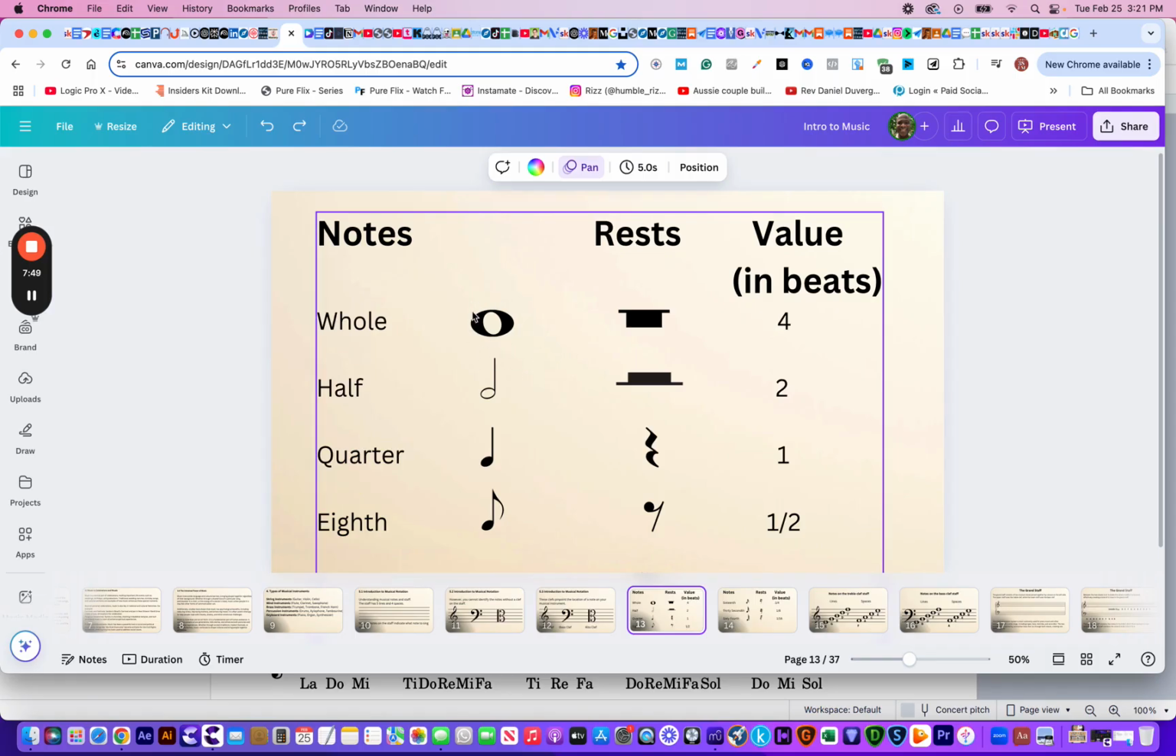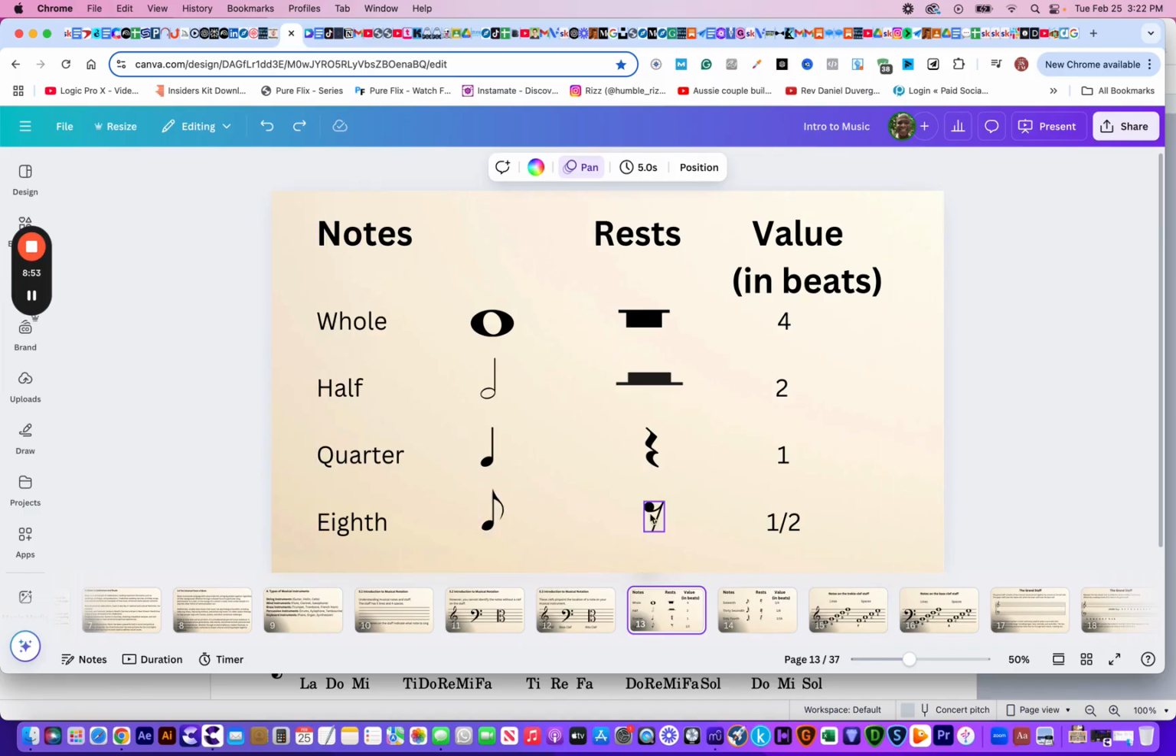So you have the whole note, which is sort of an oval, circly type shape, which is not filled in the middle. Then you have the half note, which is also a head with a stem, and it's not filled in. Then you have the quarter note that resembles the half note, except that it's filled in. Then you have the eighth note, which resembles the quarter note, but it has a flag. The eighth note has a flag.